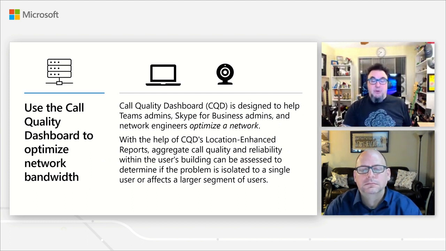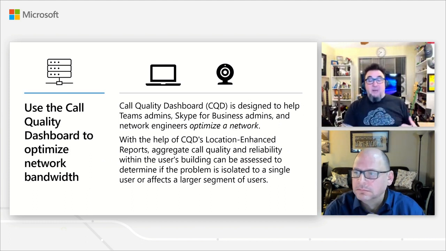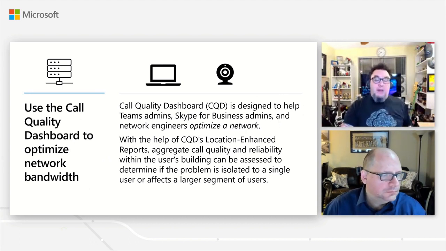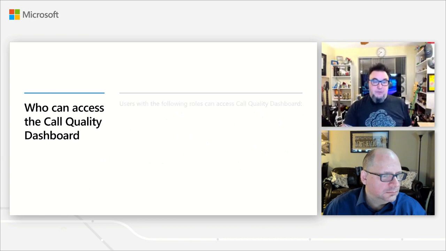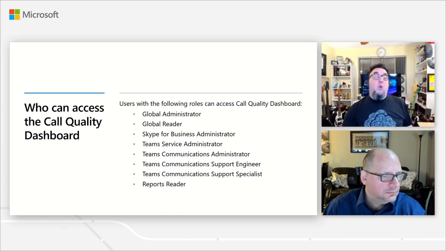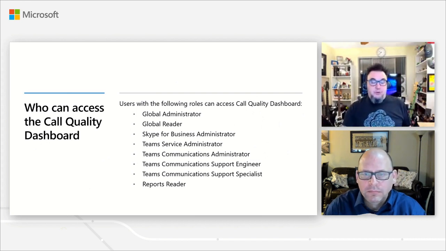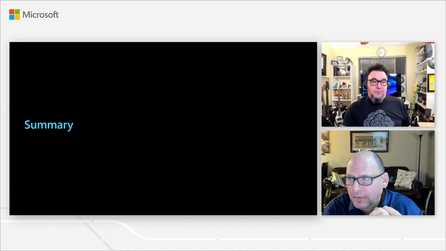Aggregate call quality and reliability within the user's building can be assessed to determine if the problem is a single user or if it's something affecting a larger segment of users. Who can access it? A wide variety of admin roles, and we talked about the different levels of those earlier. It's important to ensure that you have different folks set up for that.